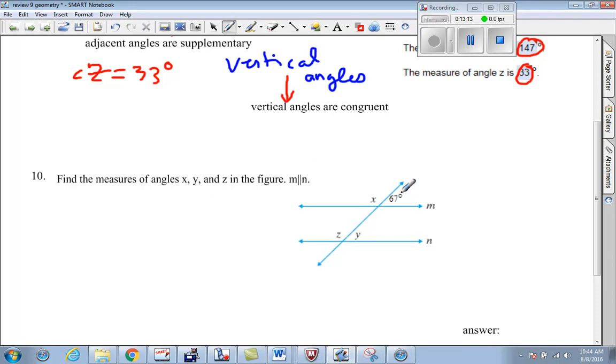Well, the big thing I want to practice with is all the terminology we had. This angle and this angle are corresponding. And corresponding angles are congruent. So we know that the measure of angle y has to also be 67. Sorry, I said 67 and I wrote 62. 67.